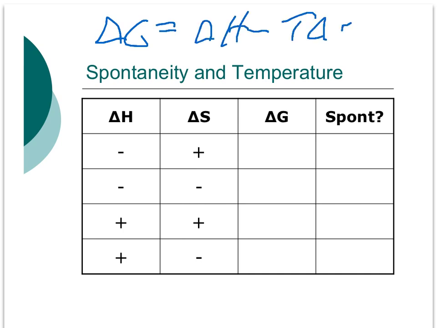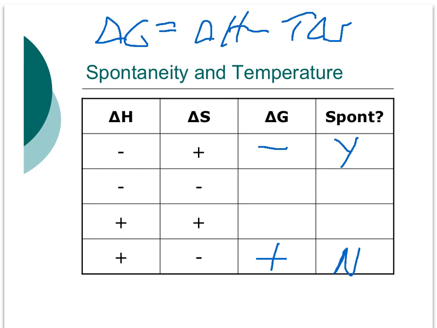T delta S. So this equation essentially dictates what can happen and what can't happen. In our first case with H negative and S positive, the G comes out to be negative. Is it spontaneous? Yes, and it will be spontaneous at all temperatures. The bottom case, a positive H and a negative S, gives us a positive delta G, no choice but to be positive. Is it spontaneous? No. In fact, there's nothing you can do about it. It will never be spontaneous.